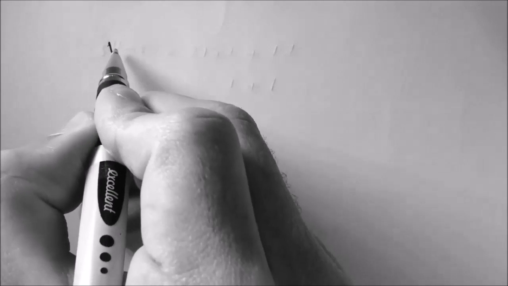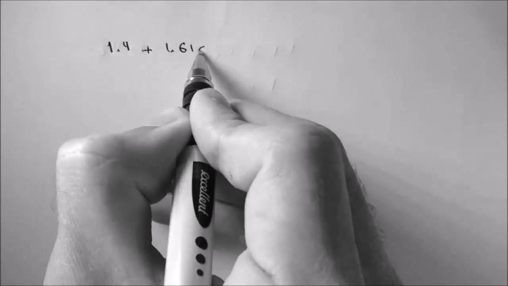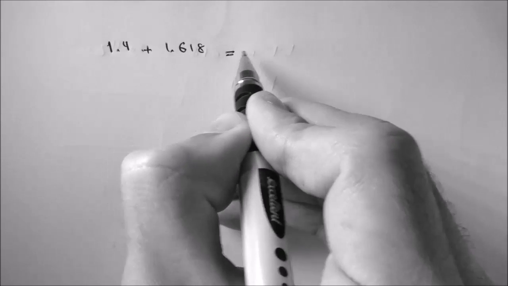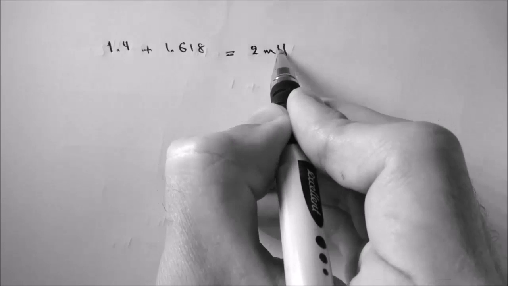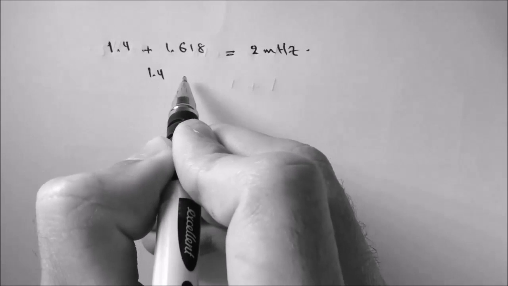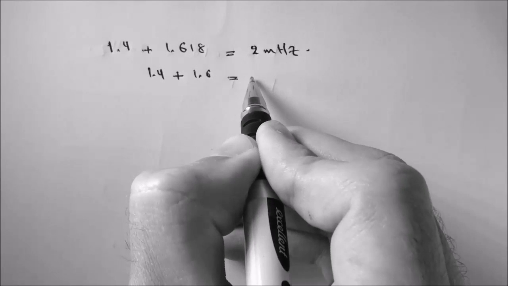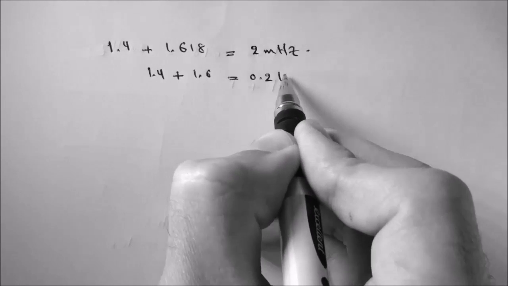You can try to add a 1.4 Hz periodic signal plus 1.618 Hz periodic signal, you will get a signal of 2 MHz frequency. You can also check that 1.4 Hz periodic signal plus a 1.6 Hz periodic signal, you will get a periodic signal of 0.2 Hz frequency.